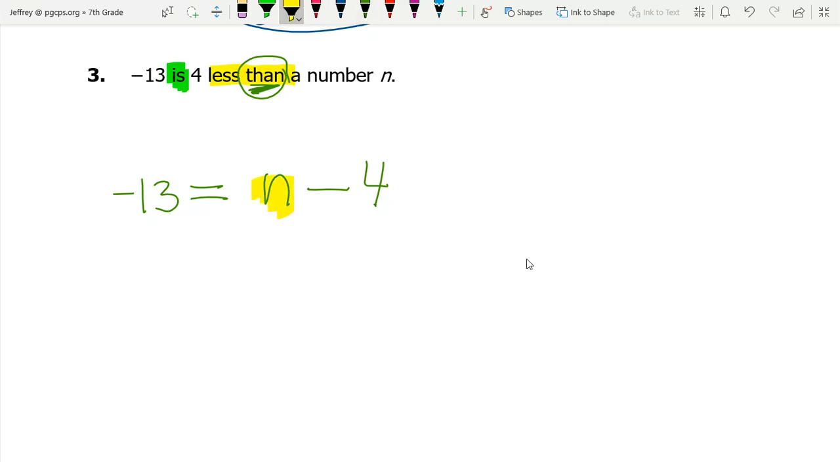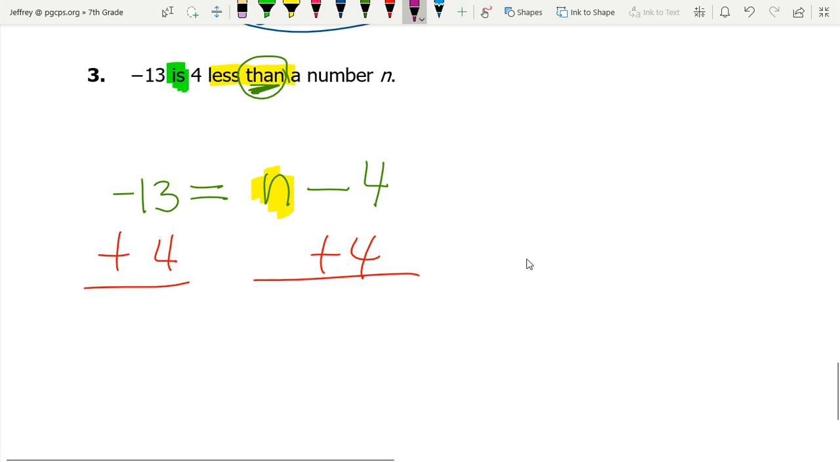Now, we need to isolate n. So we're solving it. We do the opposite operation, the inverse operation. So minus 4 becomes a plus 4. Whatever you do on one side, you do on the other side. Now, these are opposites. That's a 0. What's left is n is equal to. The signs are different. That means we subtract the magnitudes. So what's 13 minus 4? It's going to be 9.